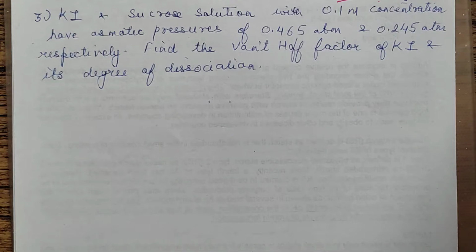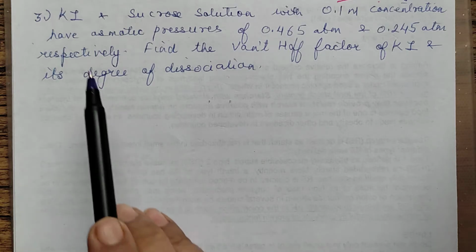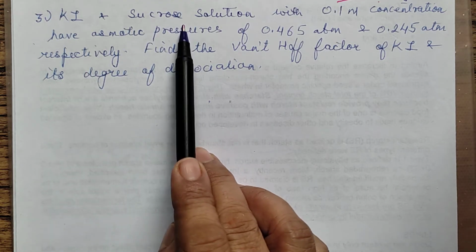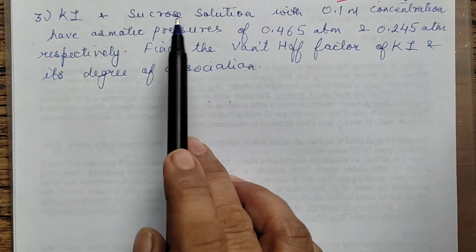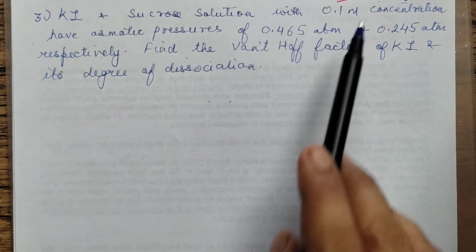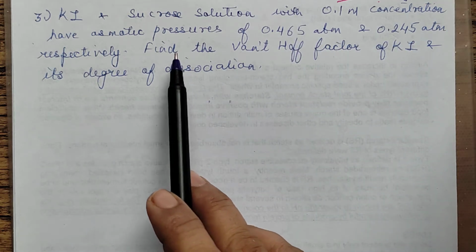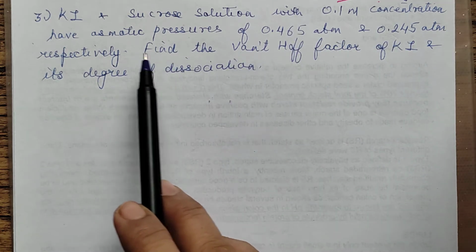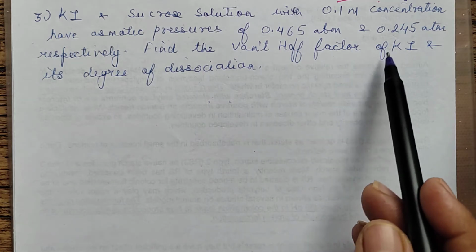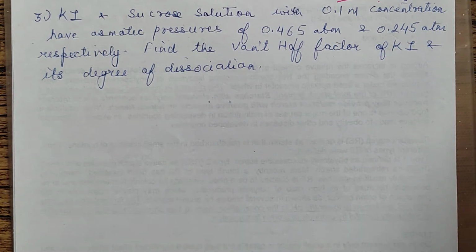Now moving on to the next question. It says potassium iodide and sucrose. One is ionic, another is covalent. Solution of this much molar concentration. Pi is given for both individually, and they're asking you to calculate the Van't Hoff factor for potassium iodide, and its degree of dissociation.